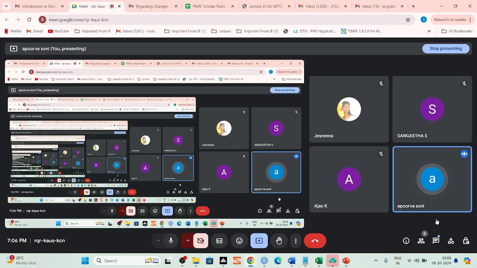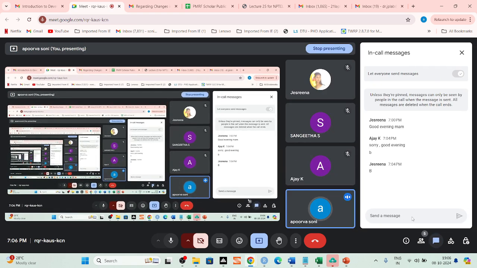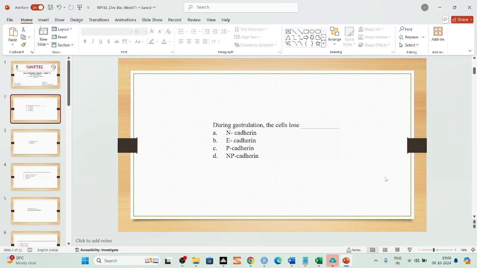Let us see what you have answered. Ajay has answered B and Jasrina has also answered B. And the correct option is B, that is E-cadherin. Good, Ajay and Jasrina. So let us see what the question says. During gastrulation, the cells lose N-cadherin, E-cadherin, or P-cadherin.